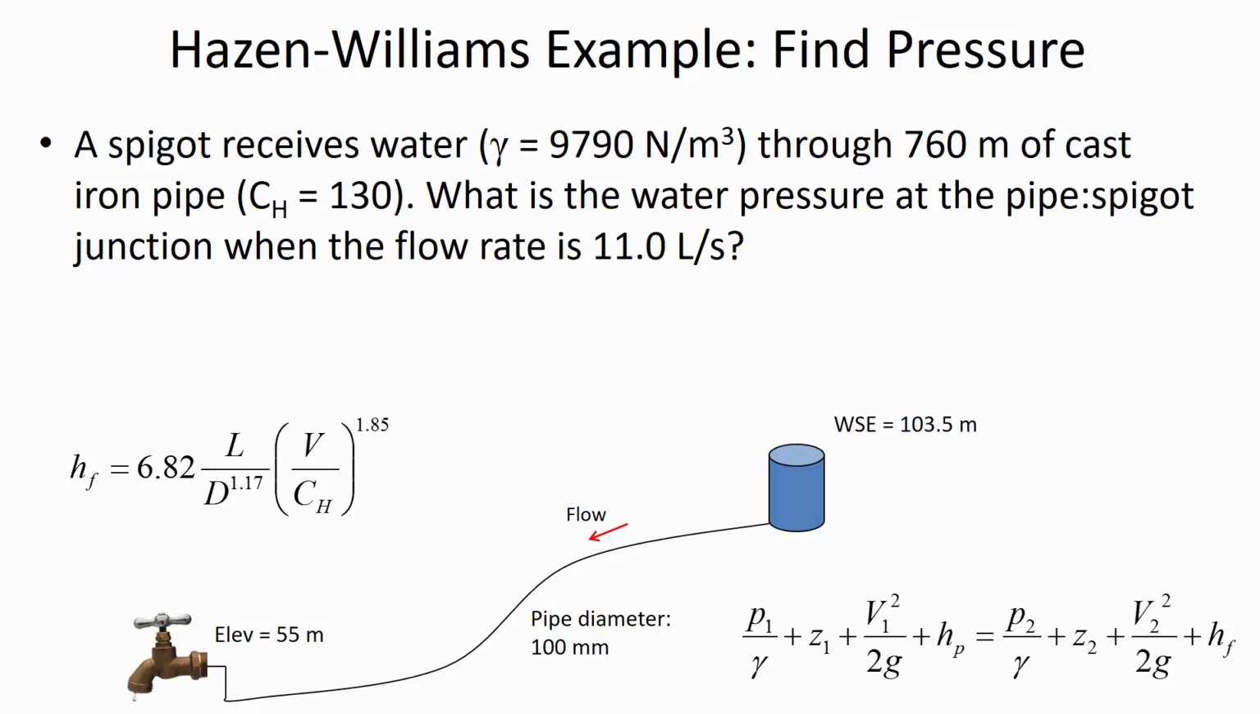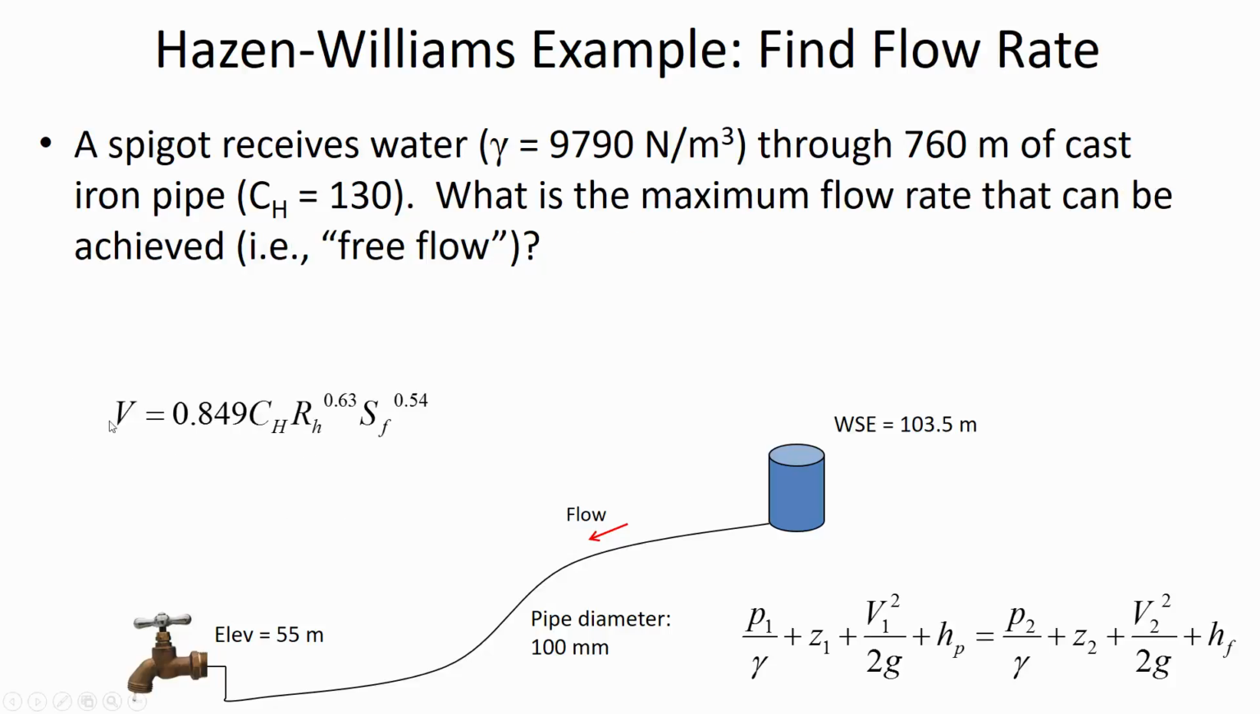So in this next example, we're going to use the other version of the Hazen-Williams equation. And it's the same 760 meter pipe length, the same unit weight of the water. The material is still cast iron, so it'll be 130 for the C sub h. We want to find out what's the flow rate that you can achieve under these circumstances. What's the Q value? And so remember, the definition of S sub f is the head loss, H sub f, divided by the pipe length.